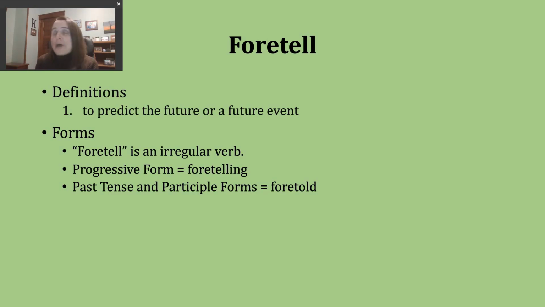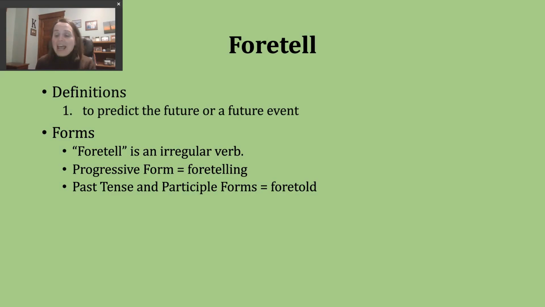For now, you should know that foretell is an irregular verb. Our verb is going to follow the same pattern as the verb tell. So to make the progressive form of this verb, all you need to do is add ing to the end, and that forms foretelling. The past tense and the participle form of this verb are going to have a spelling change. So tell becomes told. Again, just like that other verb. So past tense participle form is pronounced foretold.